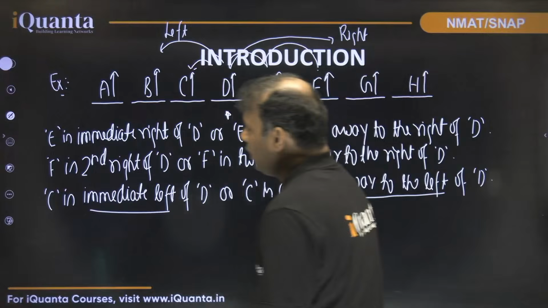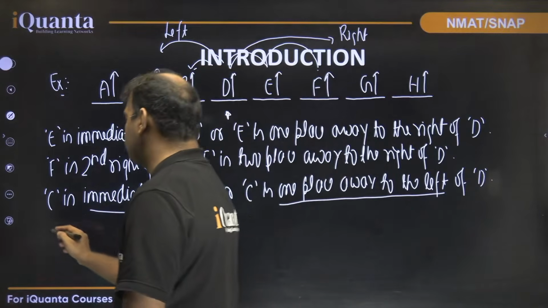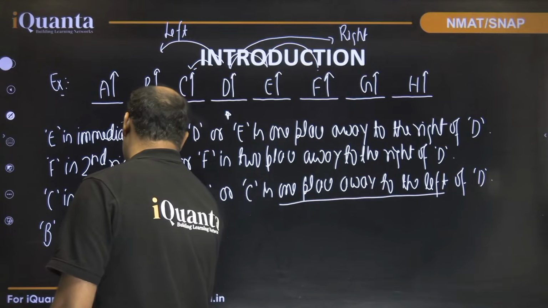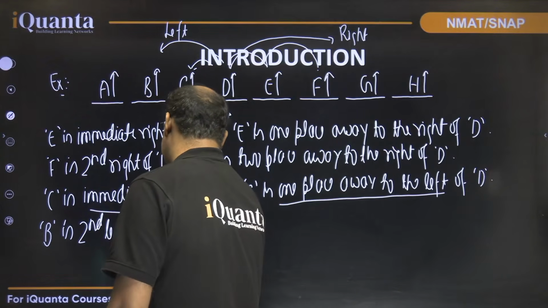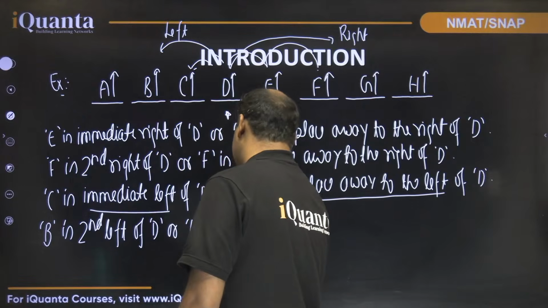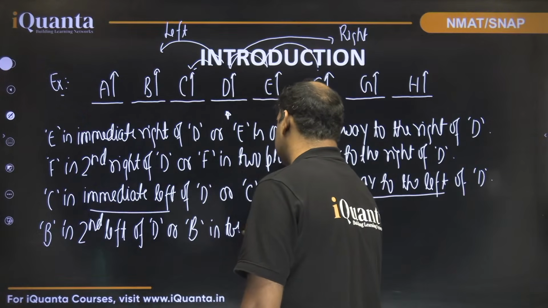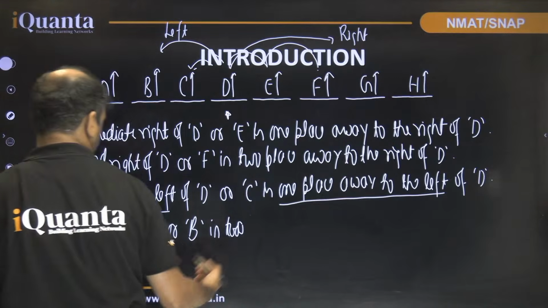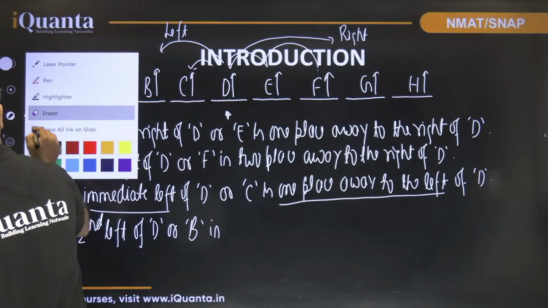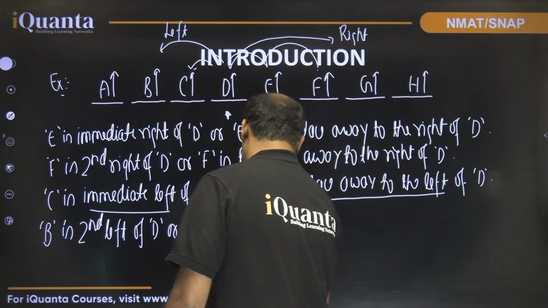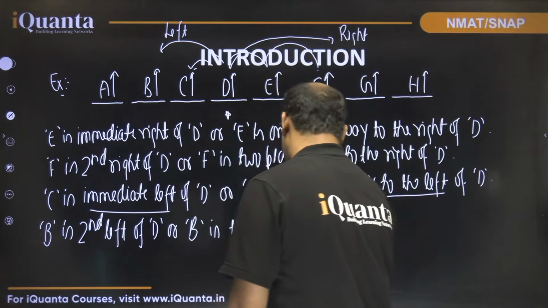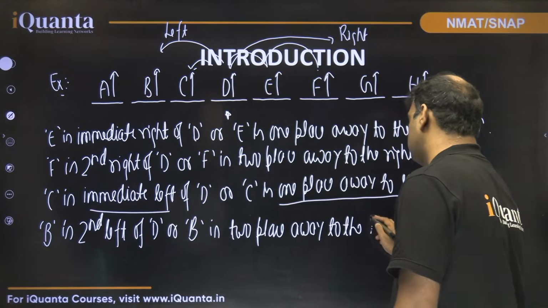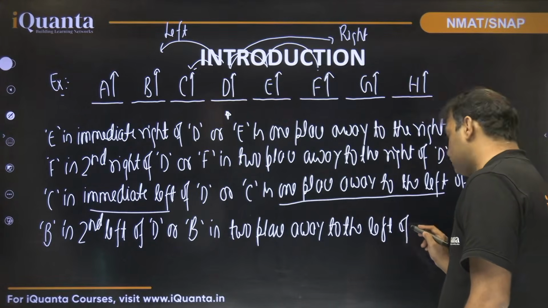Okay, now we discuss C with respect to D. Similarly about B, so guys, B is obviously second left of D, right? Very obvious. For B, we can say B is second left of D, or we can also say that B is 2 places away to the left of D. This is also what we can say. Alright, I'm sure this must be clear to everyone, right?